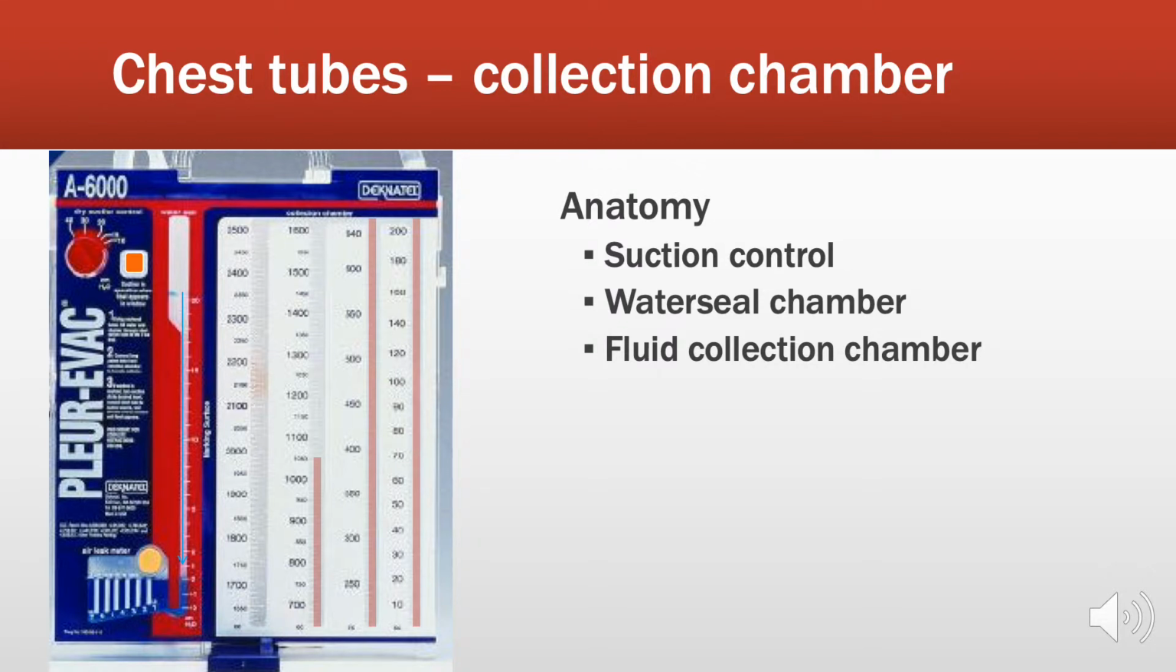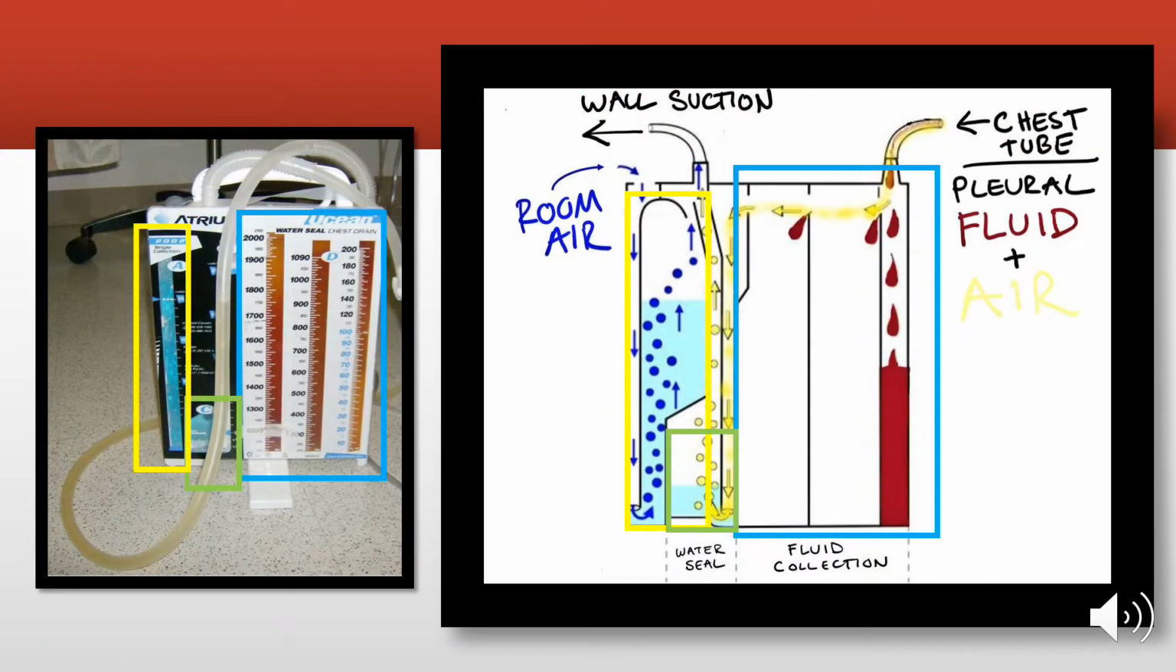I'd like to show you another type of chest tube collection container, which may also be commonly used in the hospital that you're working at. If you see here in the picture on the left, outlined in yellow, again, is the suction control. However, in this one, it is done by water. A certain amount of water needs to be added to create 10 centimeters of water or 15 or 20 centimeters of water negative pressure.